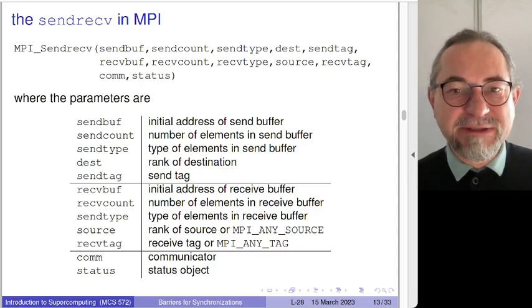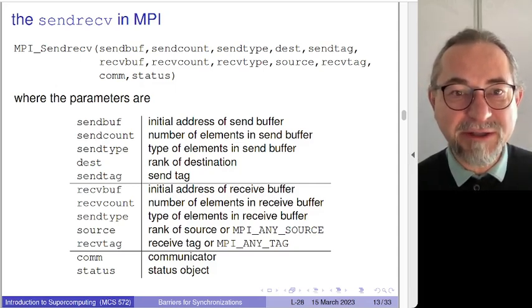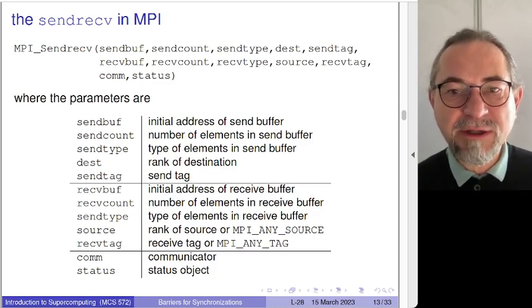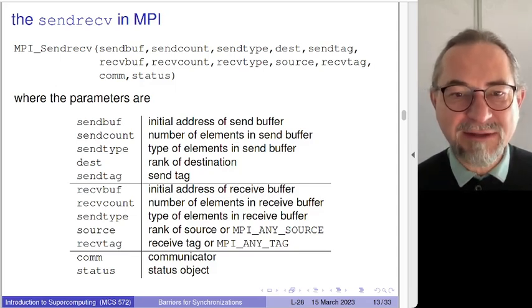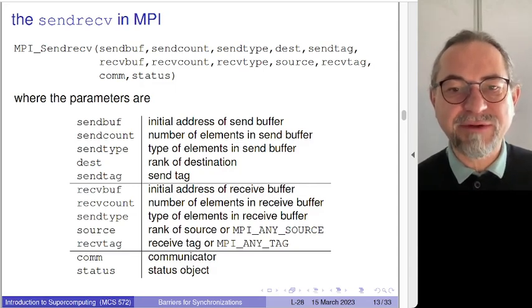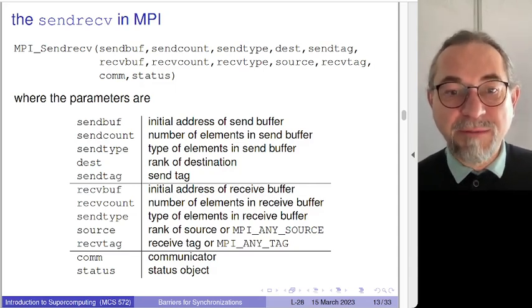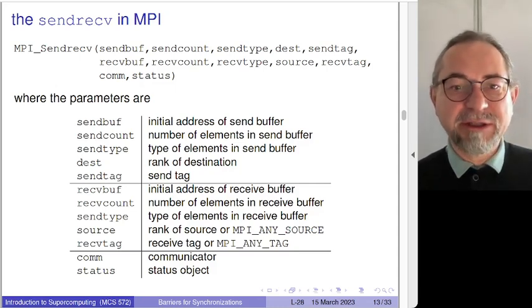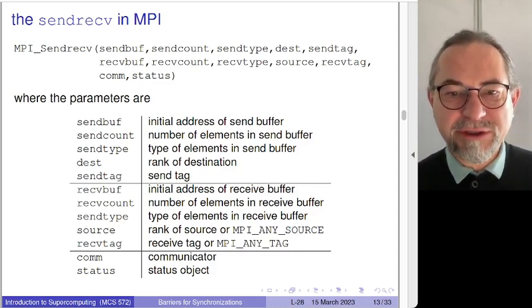All right, so what is the syntax of the send-receive as defined by the message passing interface? Here using a C syntax, where we work with the beginning address of the send buffer and receive buffer, the number of elements, the type of each element, the destination, and the source.